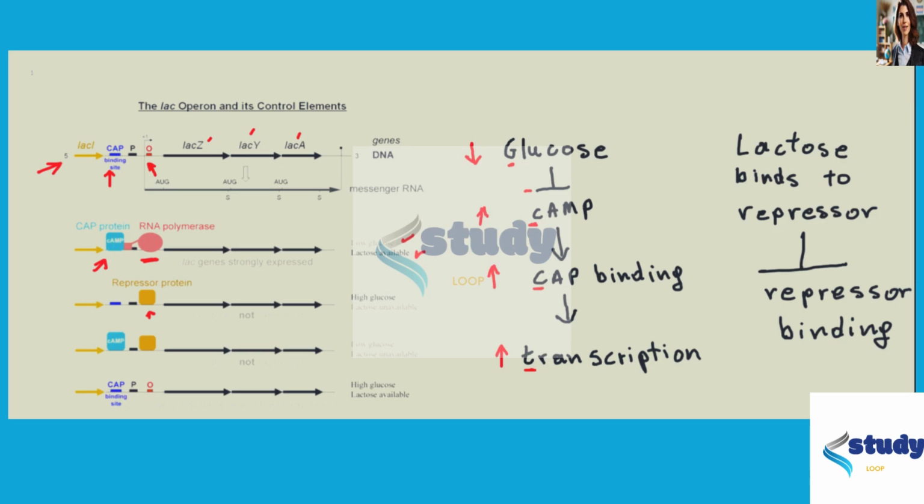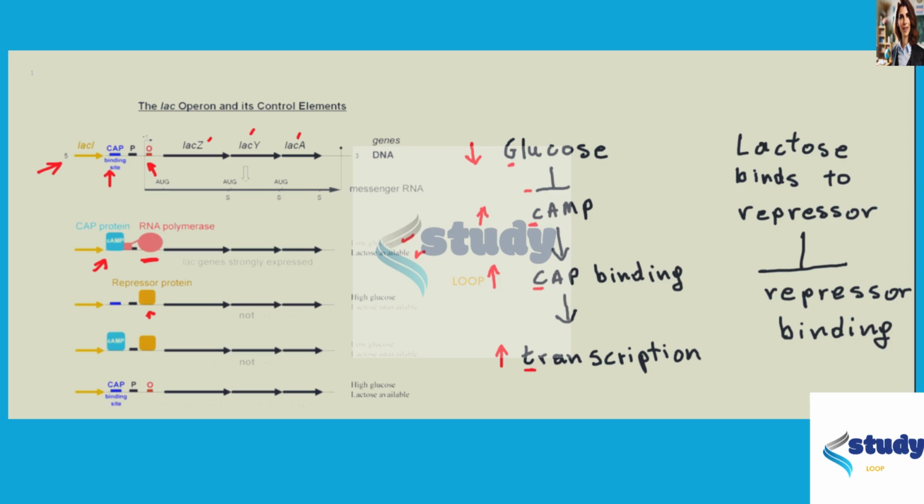Lactose binds to the repressor. When lactose binds to the repressor, it prevents the repressor from binding to the DNA. If the repressor is not on the DNA, it can't stop transcription. So when lactose is present, it binds to the repressor, and the repressor comes off of the DNA.